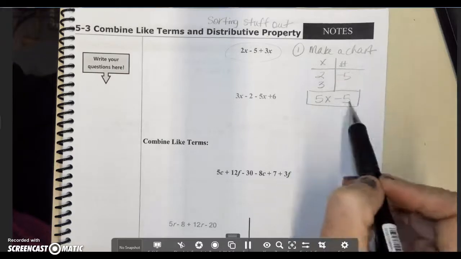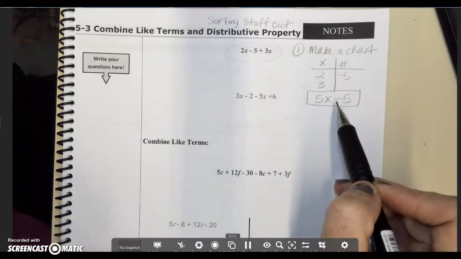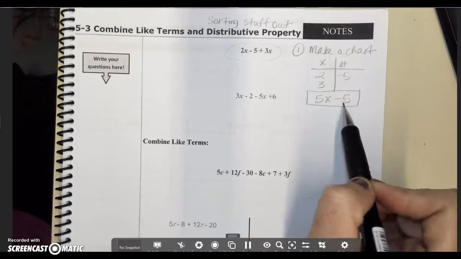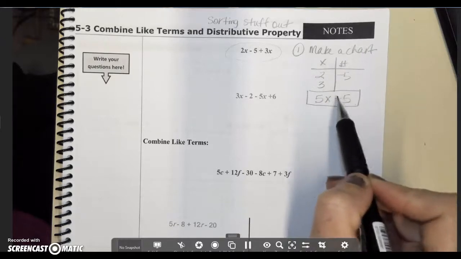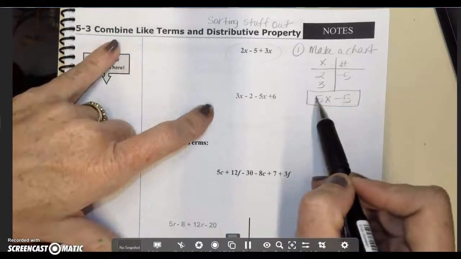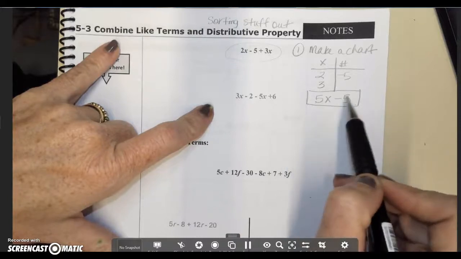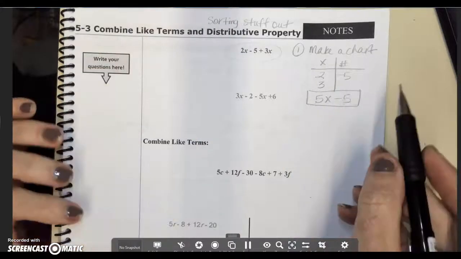You cannot combine these two things. Everything needs to stay in its place. These are variables. These are constants. They're just numbers. They have to stay in their own place. So you're not going to subtract this from this. It's just going to be that expression right there.